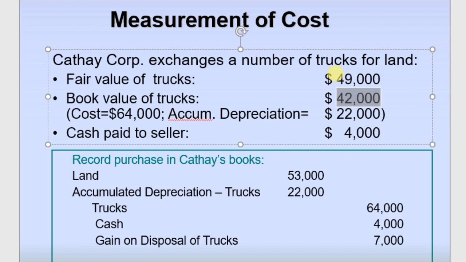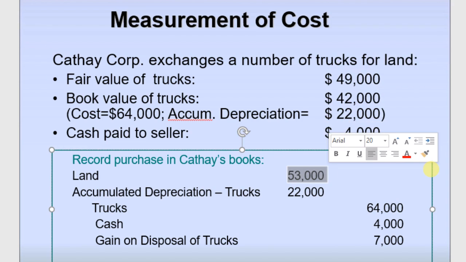So we're giving up 49 and we're giving up 4,000 cash. Add these together and this determines what we're getting. 49 plus 4, we're going to value the land at 53.